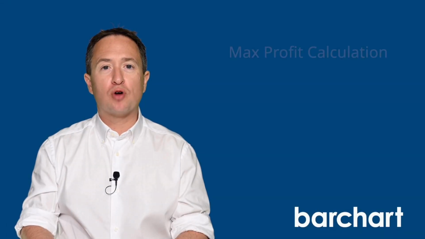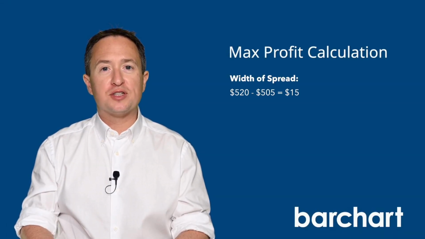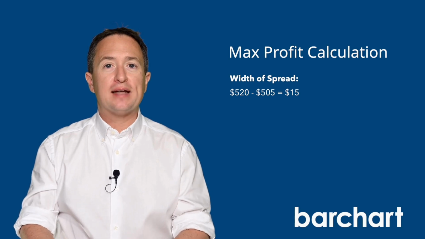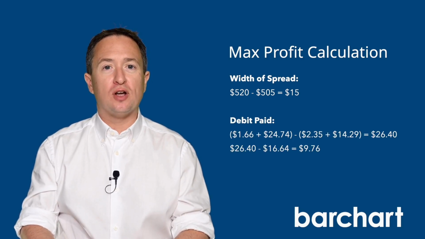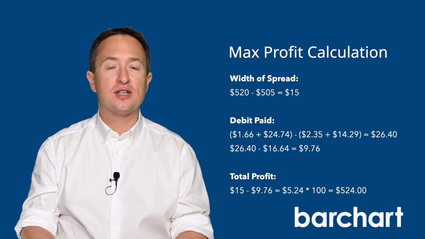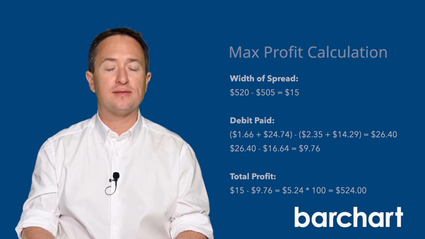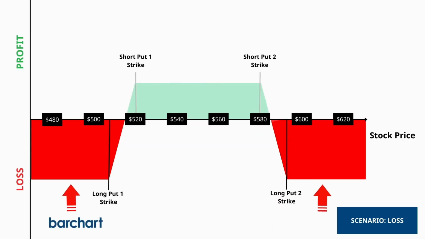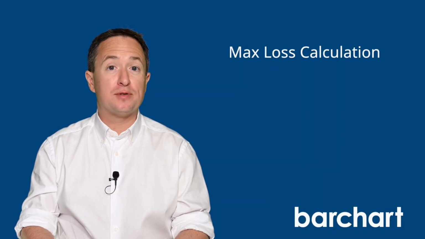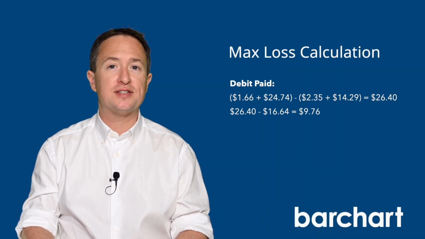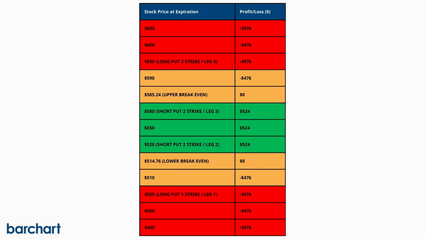To calculate the maximum profit, take the width of either of the spreads, since they have equal distance, and subtract the premium paid to set up the long put condor. The maximum profit on this trade works out to $5.24, or $524 per contract. If, however, the ETF moves beyond the long strikes, the trade enters the maximum loss condition. The maximum loss is the debit paid to set up the long put condor, which is $9.76 a share, or $976 per contract. Here's how the long put condor looks across different price points at expiration.